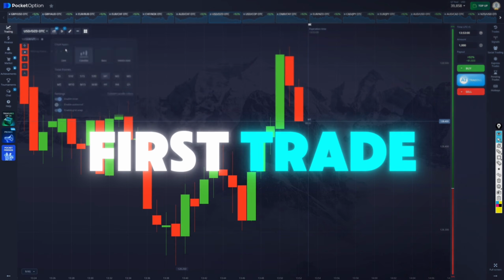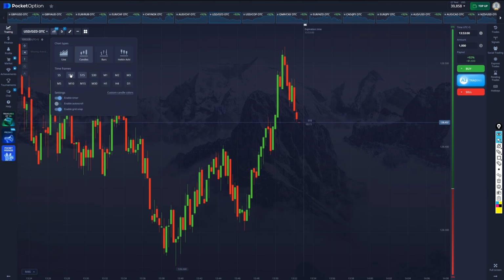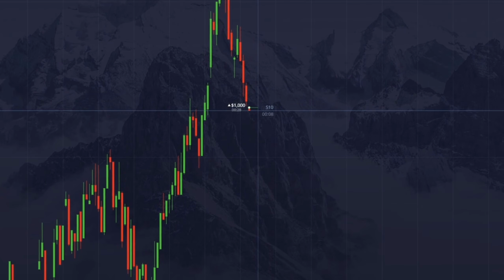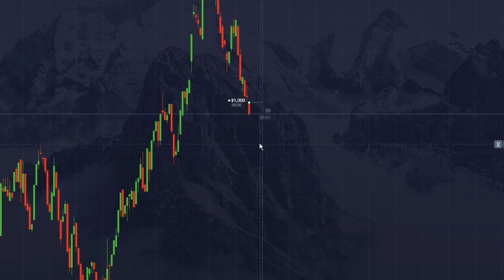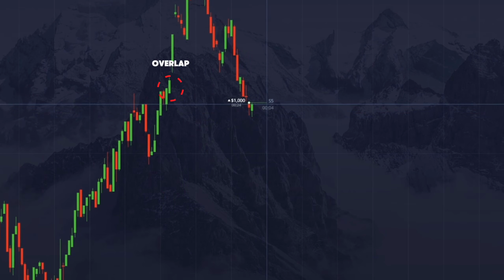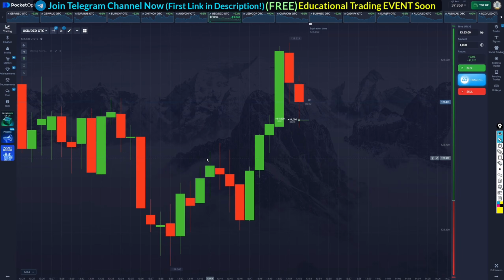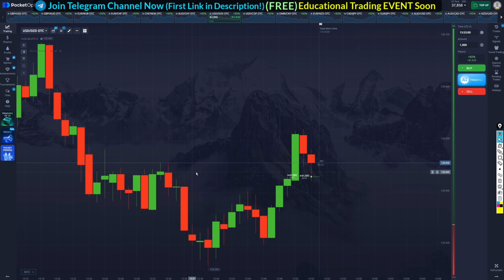I'm going to take my first trade right now. We have a very good area to enter the market right now. I will explain why. All right, I'm going to go one more. Let's go. This is a beautiful decision point. See, beautiful decision point.